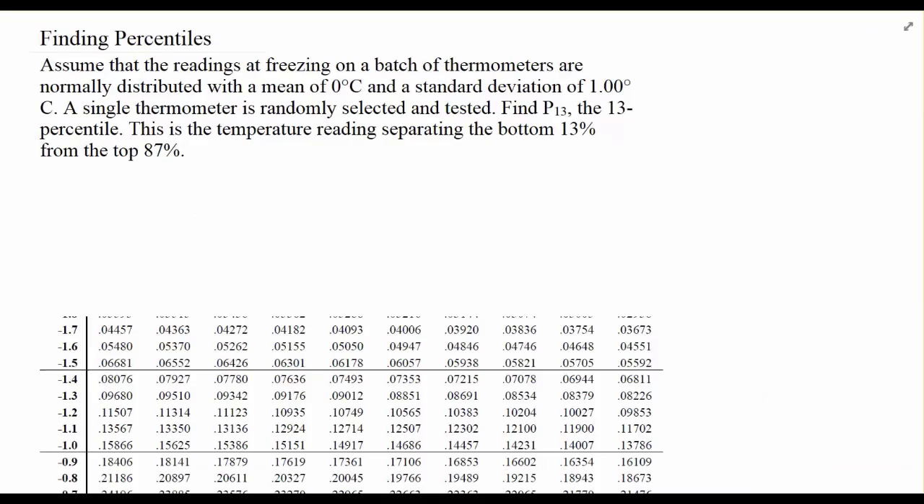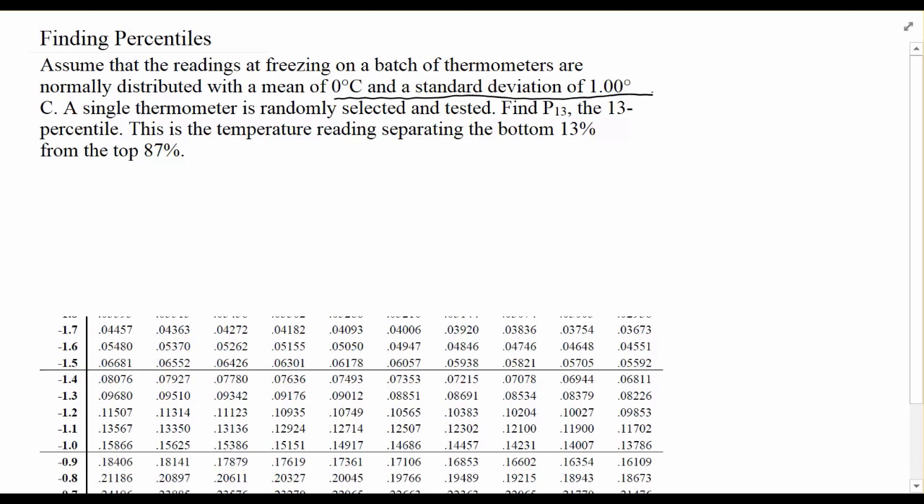Let's now look at a problem in which we're given the percentile and we're being asked to find the data point that goes along with it. We're told to assume the readings at freezing on a batch of thermometers are normally distributed with a mean of 0 degrees and a standard deviation of 1. Now this is really important, because this tells us that we're looking at the standard normal, which means that our data points, our x's, are the same as our z-scores. So we really just need to find the z-score with the given condition.